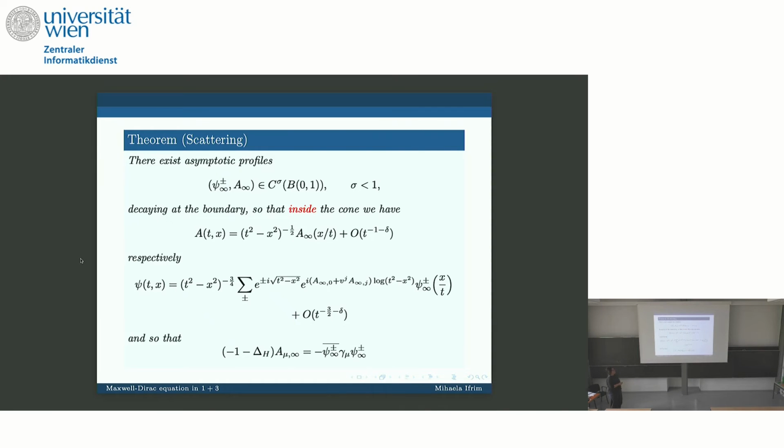Your solution, your profile is decaying on those rays. So it's going to decay and act on this that's decaying faster near the cone. So this has enough decay built in that you will not have an issue. So you're going to get the exact same asymptotic expansion for the electromagnetic potential as well as for the spinor. So nothing really happens.